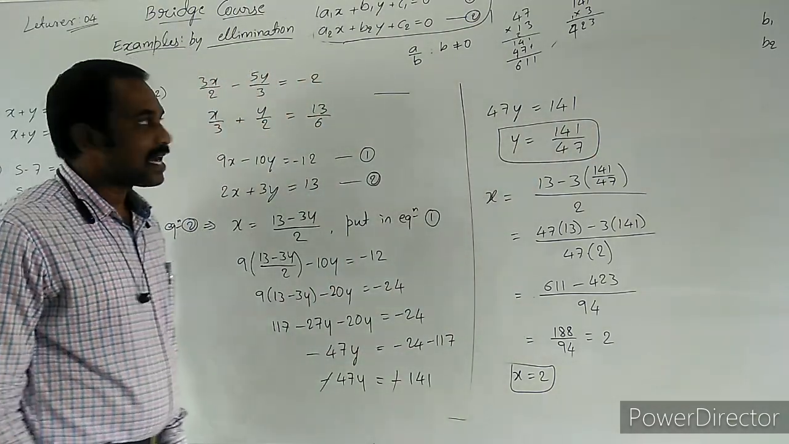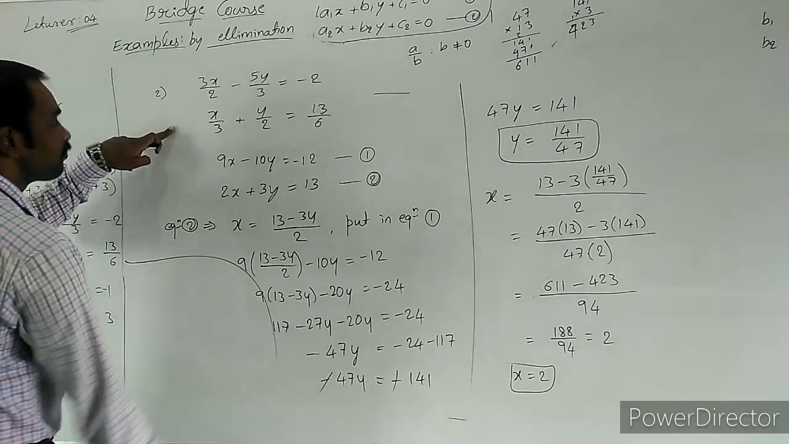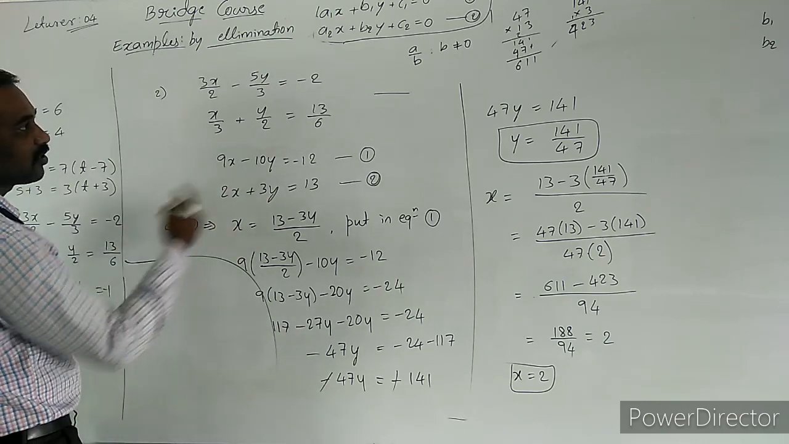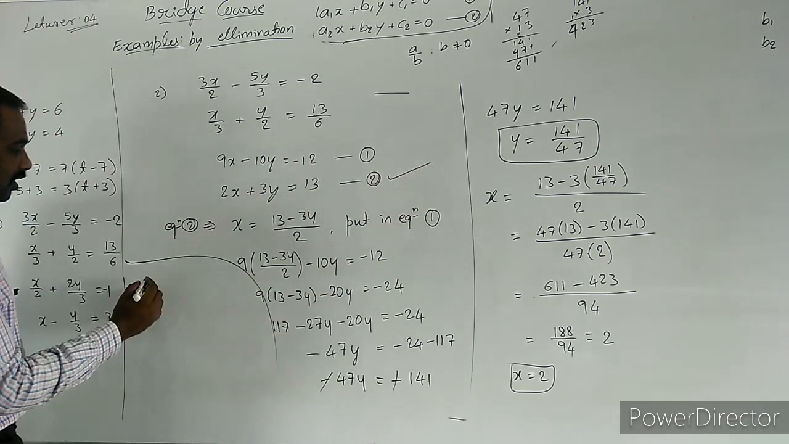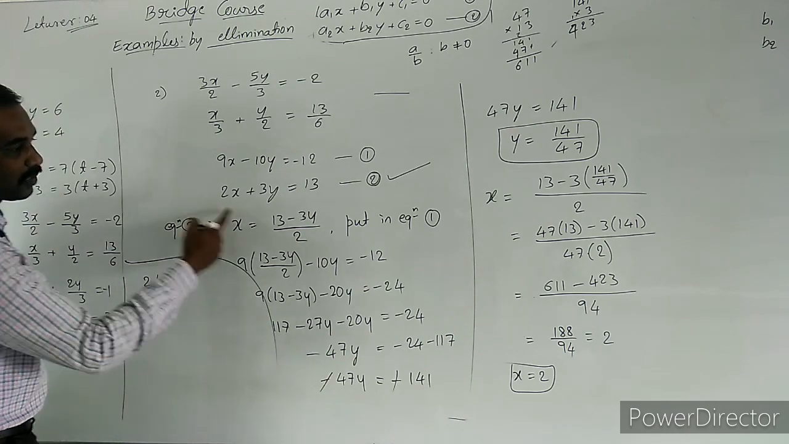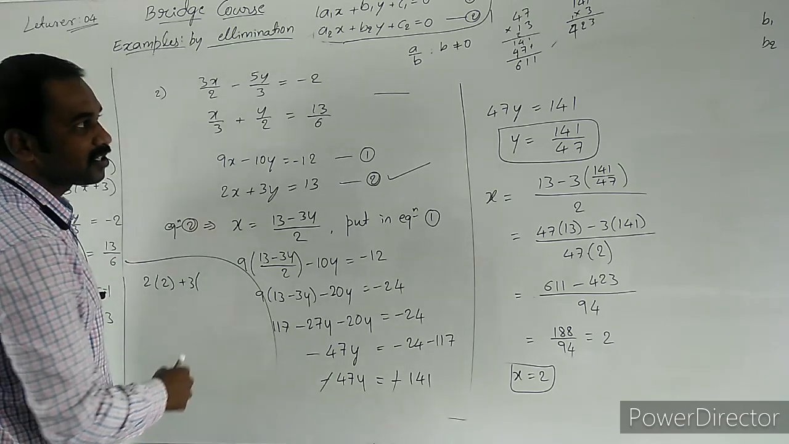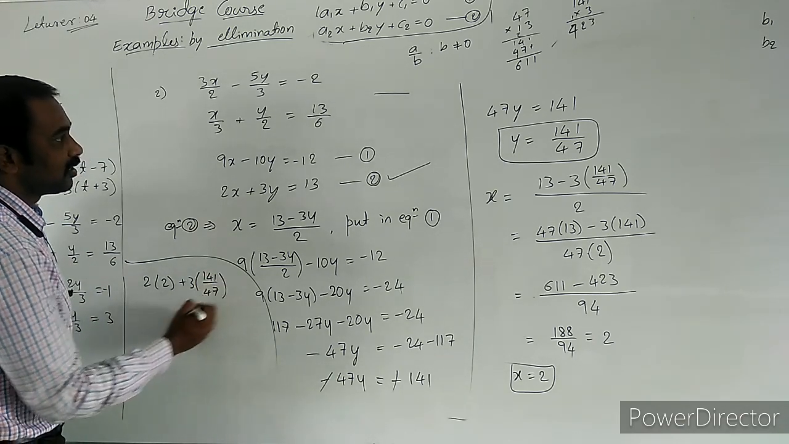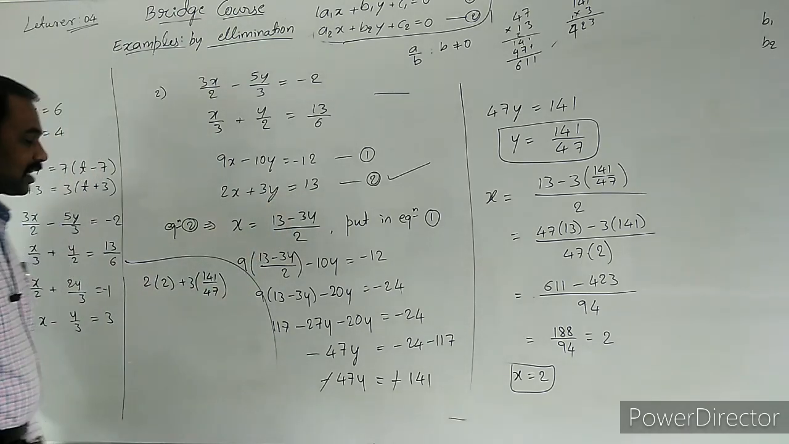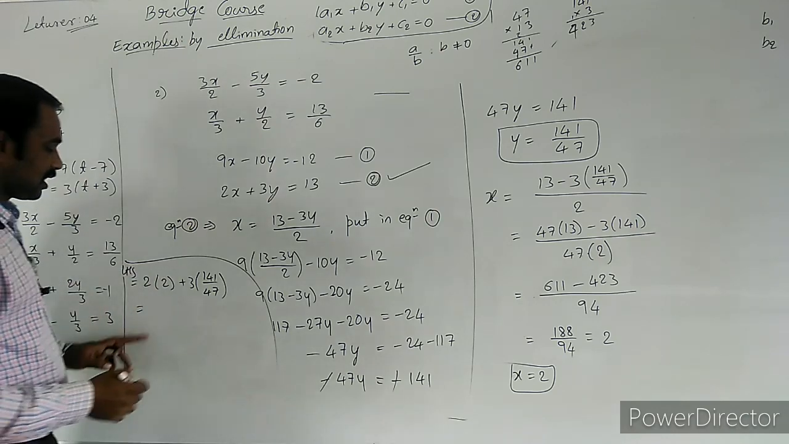Let's cross verify our answer. Is it right or not? I just rewrite the equation, this equation or this equation, whichever. I choose this one. What happens? 2 into 2, since the x value is 2, plus 3 into the y value, which is 141 divided by 47. The right hand side we have to get as 13. That's our aim. So will we get 13 or not?